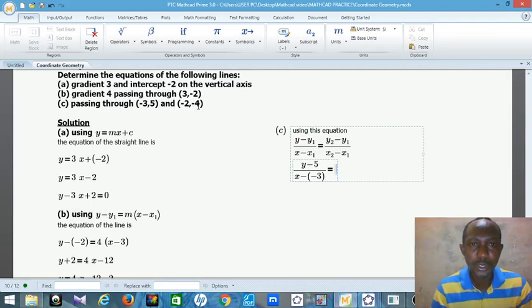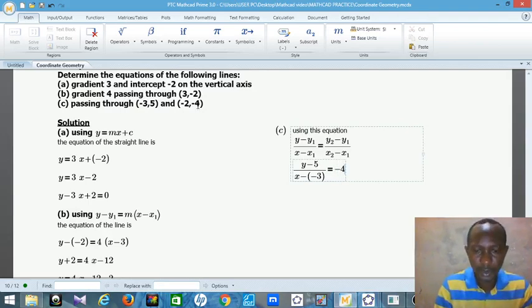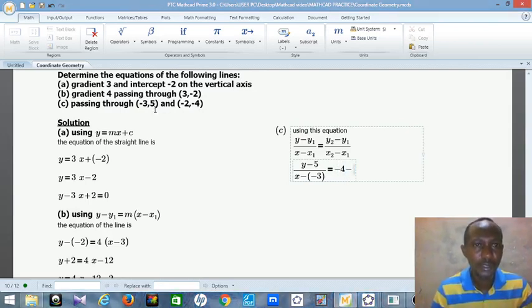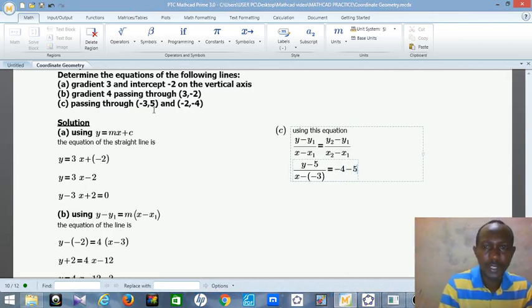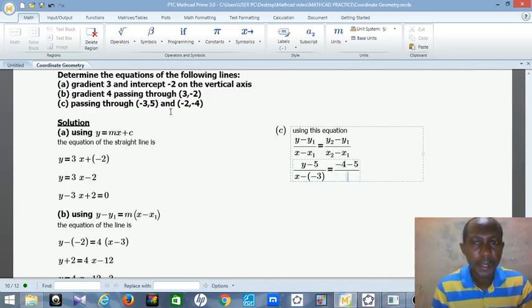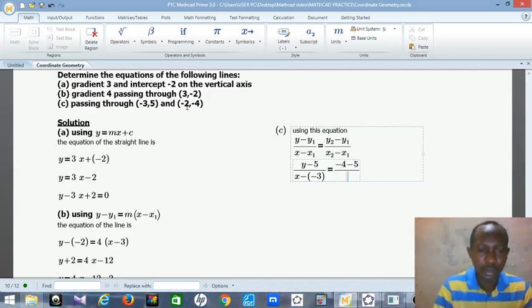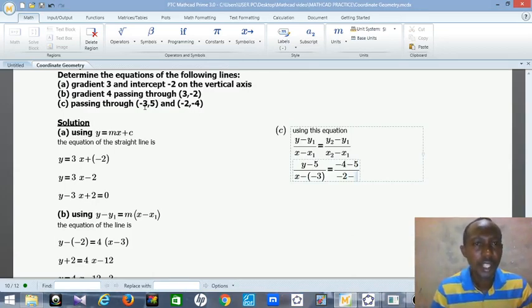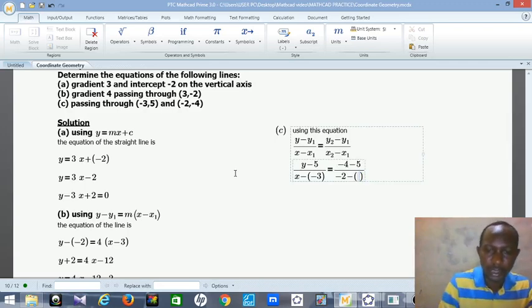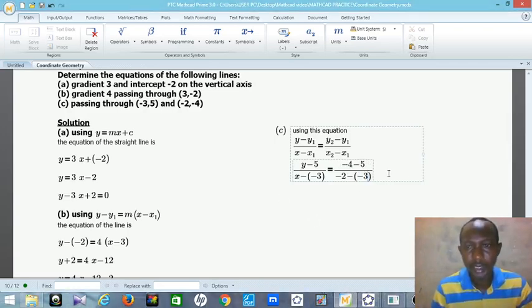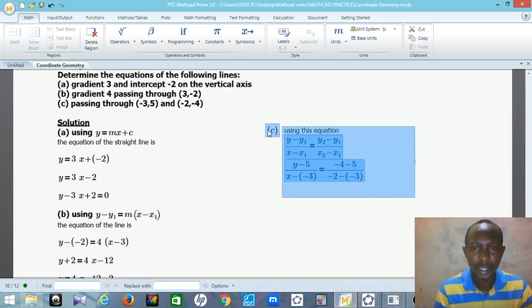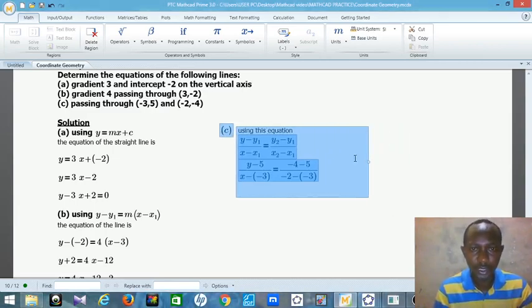Then it's equal to y2, which is the second coordinate now. So y2 is minus 4, minus y1, which is 5, minus 5. Okay, minus 5, then divided by x2, which is minus 2, minus x1, which is minus 3. So you must put that in bracket also, minus 3. So what you need to do now is to solve this down and you get your answer. That is all. Let me position it well.